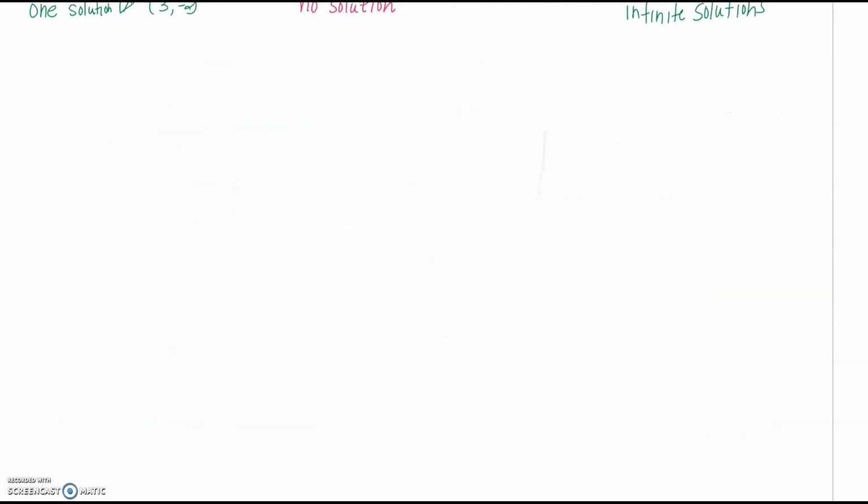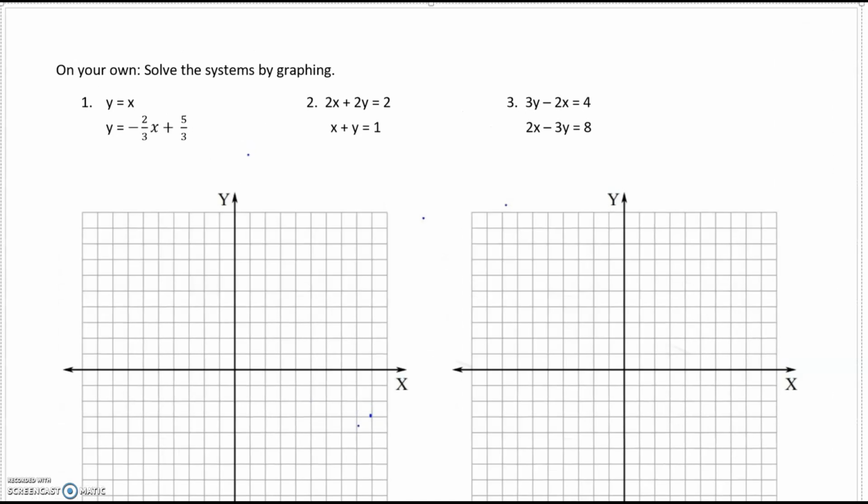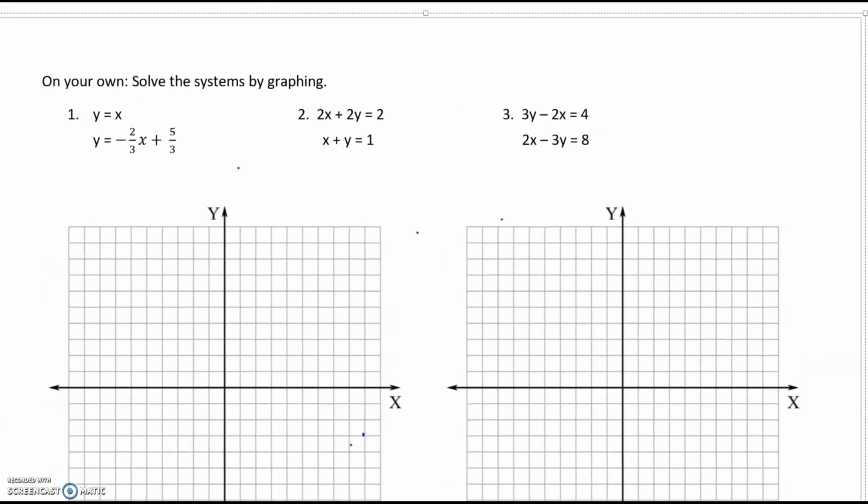Okay, let's go to the next page. On the next page, these are some good practice problems for you. I do want to change one thing for you on this next page. I want you to change the second equation of number 1. I want you to make this y equals negative 2/3 x plus 5. Take away that 5/3. Okay? When you graph this one, you should end up with one solution. And it should intersect at the point 3, 3.